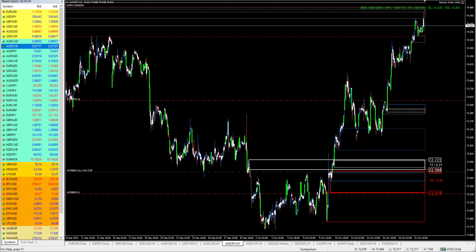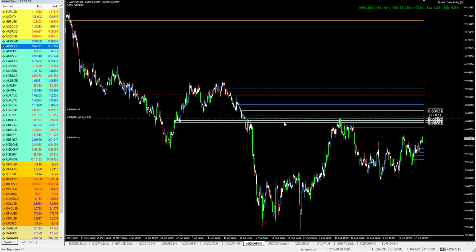Aussie, Japanese yen. This area of supply was tested a couple of times. Price rallied, accumulated. We moved. We had this pin through it, but the origin of the move that managed to trade through it is here. This accumulation, this 4-hour demand, and this is where our entry will be.